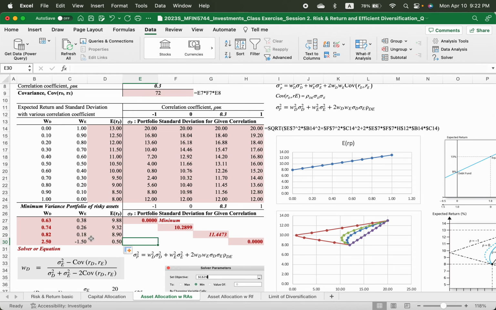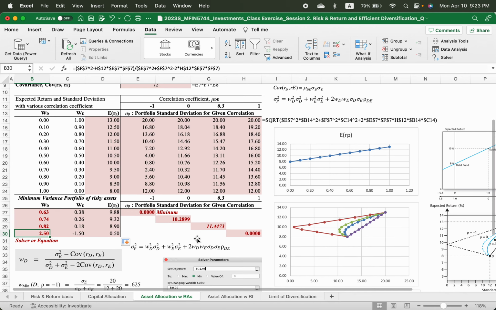Then finally here, when the correlation coefficient is 1, 0, the diversification effect, where 2.5 means now the portfolio is now here, this -1.5 is short sell, right? And with the money, they invest more in the debt, 2.5 times, right? This is now the weight.